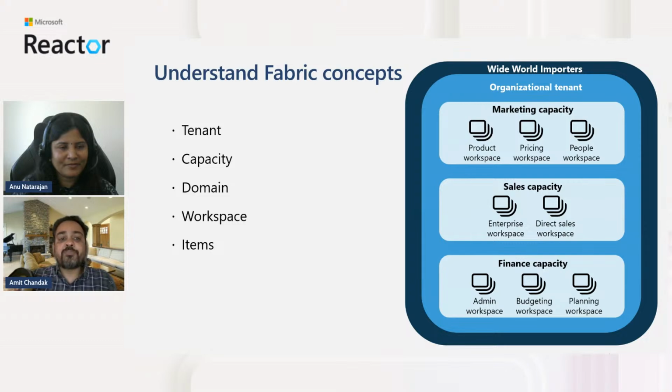Tenant is basically a dedicated space for an organization to create, store, and manage Fabric items. The tenant is at the highest level. Then capacity. We talked about capacity quite a few times. Capacity is a dedicated set of resources that are available at a given point in time to be used. Basically, this is where you are going to use compute.